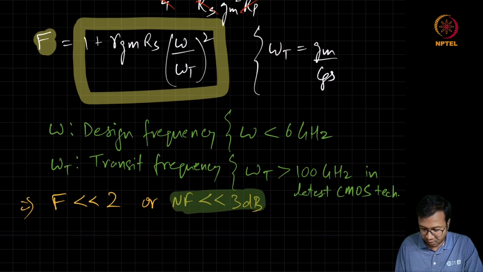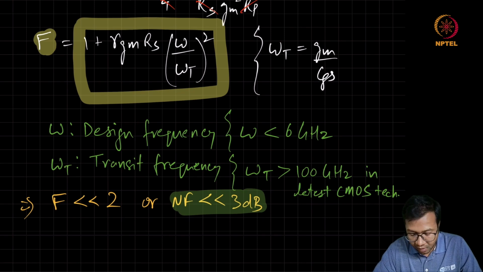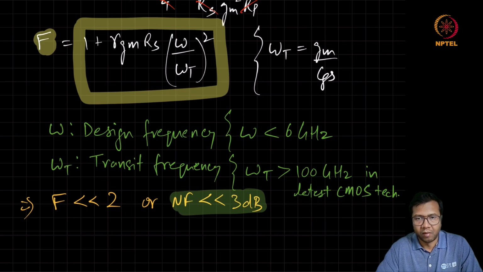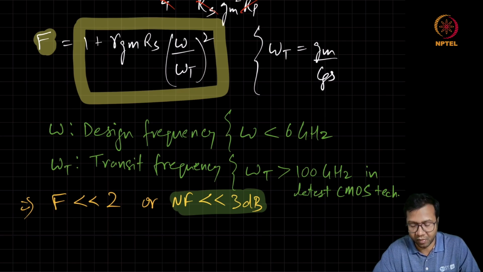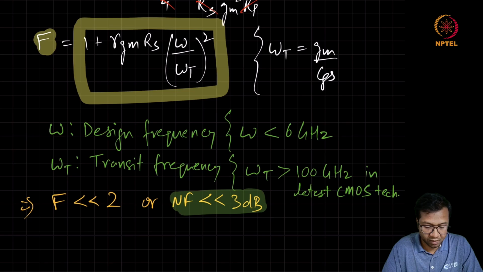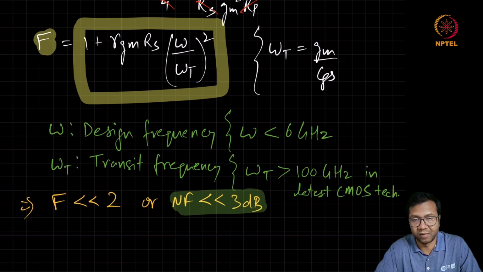This is an important conclusion, that we are able to obtain perfect input matching while making sure the noise figure is less than 3 dB. So we have seen in all the other approaches this was not possible, but an inductively degenerated common source configuration allows noise and power matching to happen at the same time.